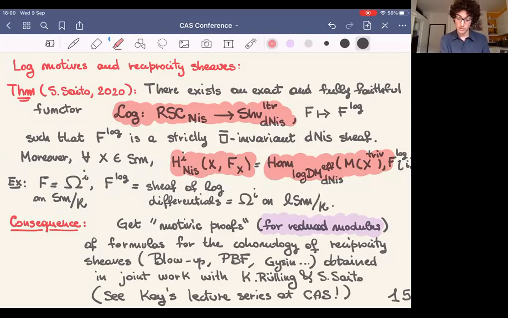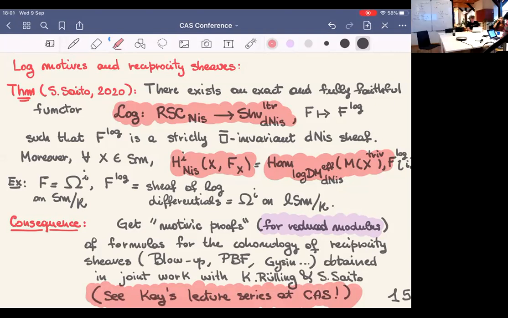This is the content of the joint work in progress, almost done, with Kay Rülling and Shuji Saito. I want to advertise the fact that there will be a series of lectures by Kay Rülling at CAS in the near future. He will certainly say more about this. Since my time is up, I will stop here. Thanks very much.